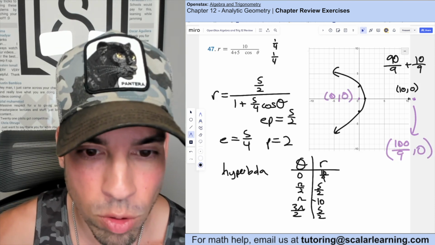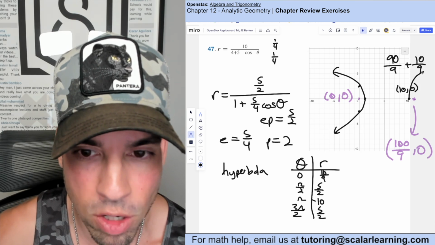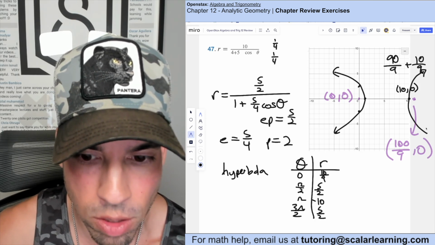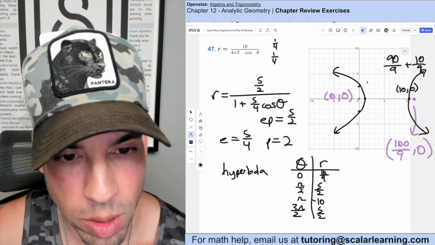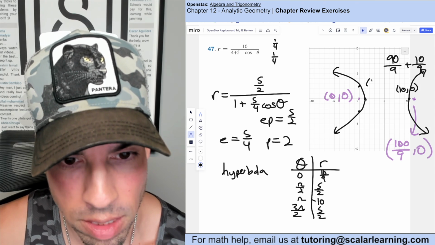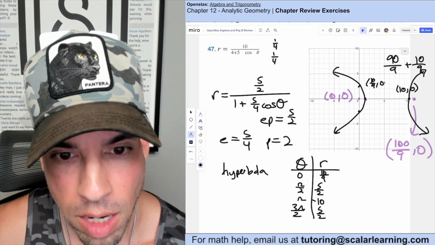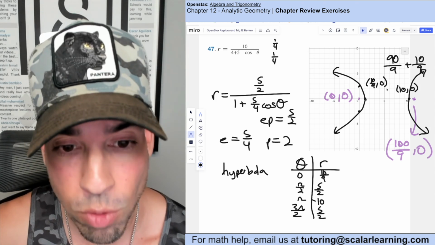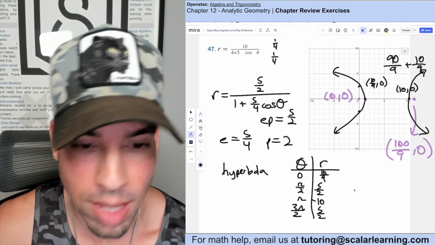And we're kind of going off the grid, but you get what I'm saying, right? It's going to bend around that other focus, bend around it like that. And just for fun, we're going to also make sure to label this one. Again, as I mentioned, that's 10 over 9, 0. But anyways, that's the full graph with the vertices and the foci. That's how you do it.